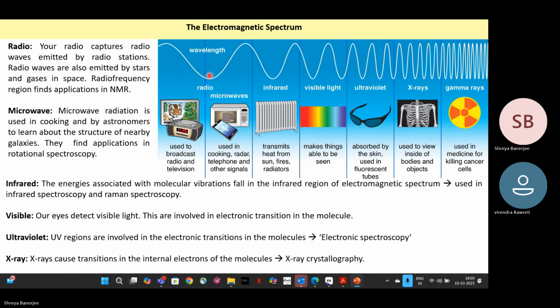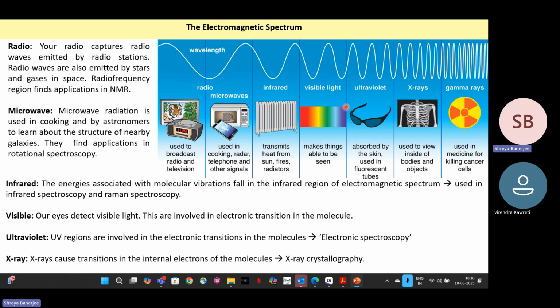previous class. Then you have the microwave radiation, which is used in microwave ovens for cooking or by astronomers to learn about the structure of nearby galaxies. They find application in rotational spectroscopy, which we will see in this class. Then you have the infrared region of the spectrum, which is associated with molecular vibrations. If you supply energy in the infrared region, the bonds will vibrate. It is used for infrared and Raman spectroscopy. Again, we will go through this in this class.